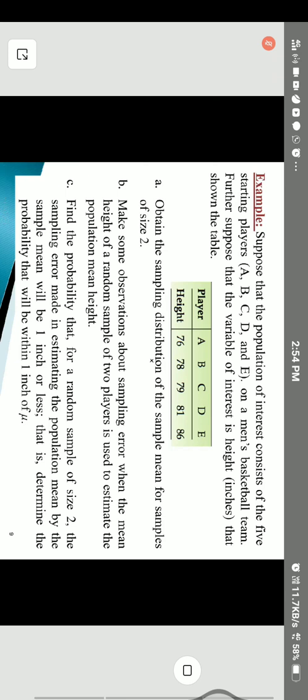Then find the probability that a random sample, so you take any random sample. Maybe you take A and B, A and C, A and D, any sample of size 2, the sampling error made in estimating the population mean by the sample mean will be 1 inch or less. That is, determine the probability that you will be within 1 inch of your population mean. Okay, let's look at the result.